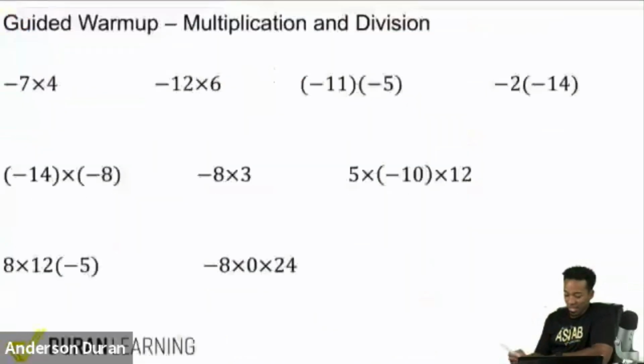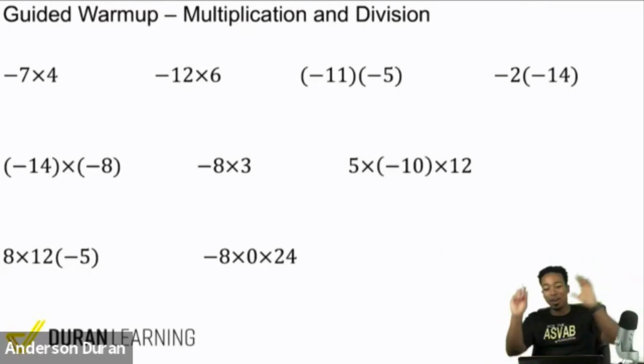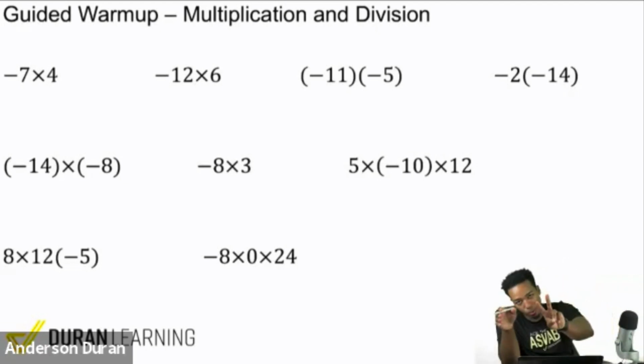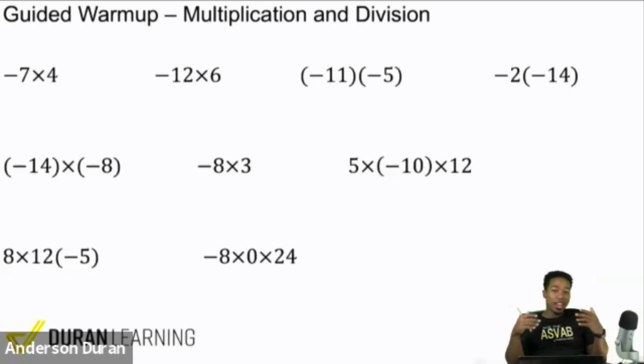So let's go ahead and talk about multiplication and division. All right, everybody. Two simple rules here. The only rule for multiplying and dividing, and they're the same for both, is that if you are dealing with the same signs, the result will always be, who knows? If I'm multiplying or dividing the same signs, the result is always what?